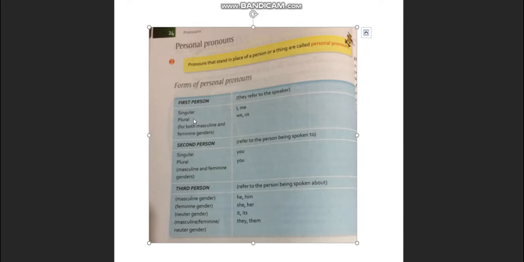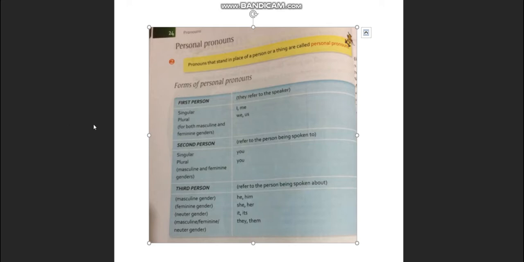To whom am I speaking? To students, that is, to you. So you are second person. If I am speaking about my mother, then my mother is third person. So first person is the speaker himself or herself, second person is a person whom we are speaking to, and third person is a person we are speaking about.